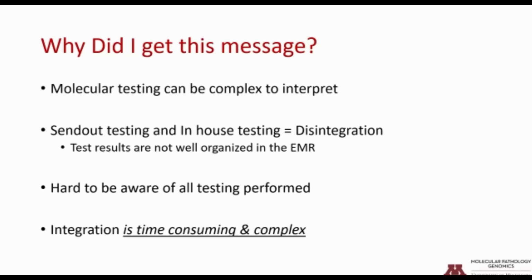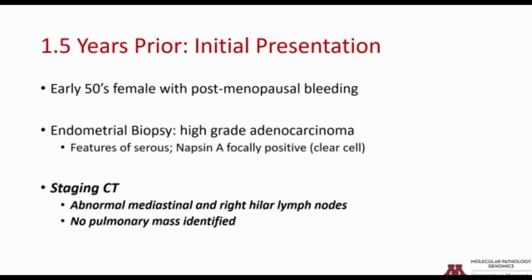And these test results, if you've ever tried to track them down in the medical record, are not well organized. They are difficult to find. There is no single dashboard that has all of the patient's molecular genetic information on it, whether that be germline or somatic. And it's very, very difficult, even if you are looking purposely for it, but if you are not looking purposely for it, to be aware of all of the testing that is performed, because it can be in different parts of the results review or the other parts of the medical record. And doing all of this integration is very time-consuming and complex. And it took me about an hour and a half of chart review before I felt comfortable proceeding with what these next steps were.